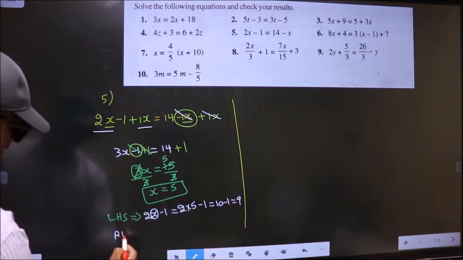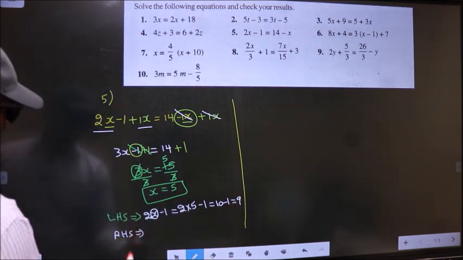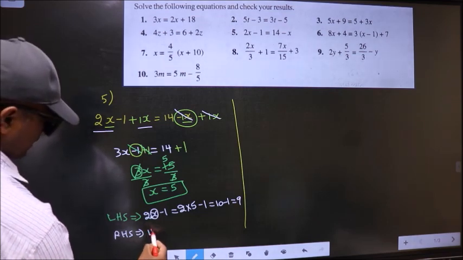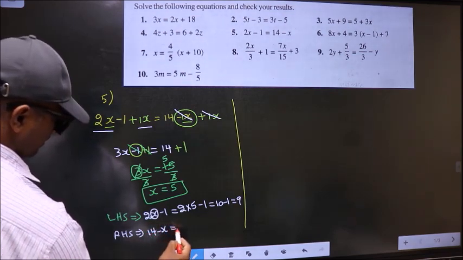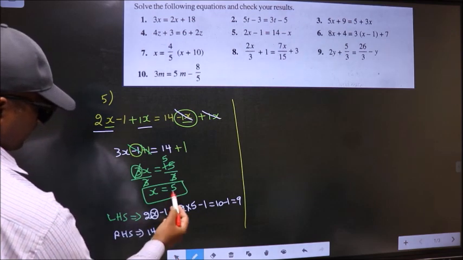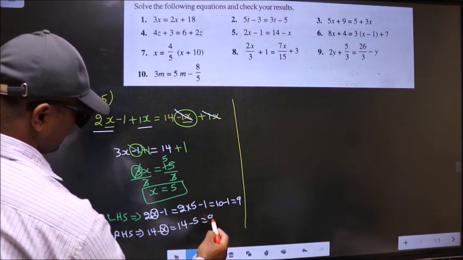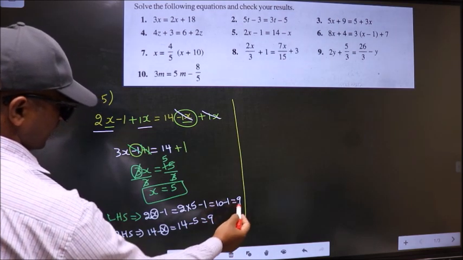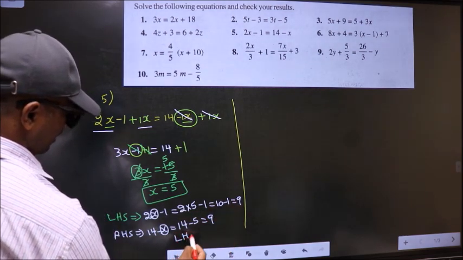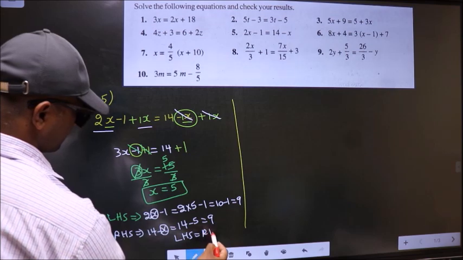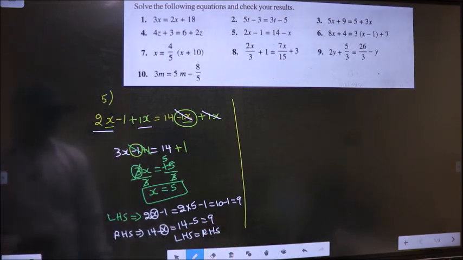Now, RHS, 14 minus x. In place of x, we write 5. So, 14 minus 5, we get 9. These two are same. So, we got LHS equal to RHS. So, our answer is correct.